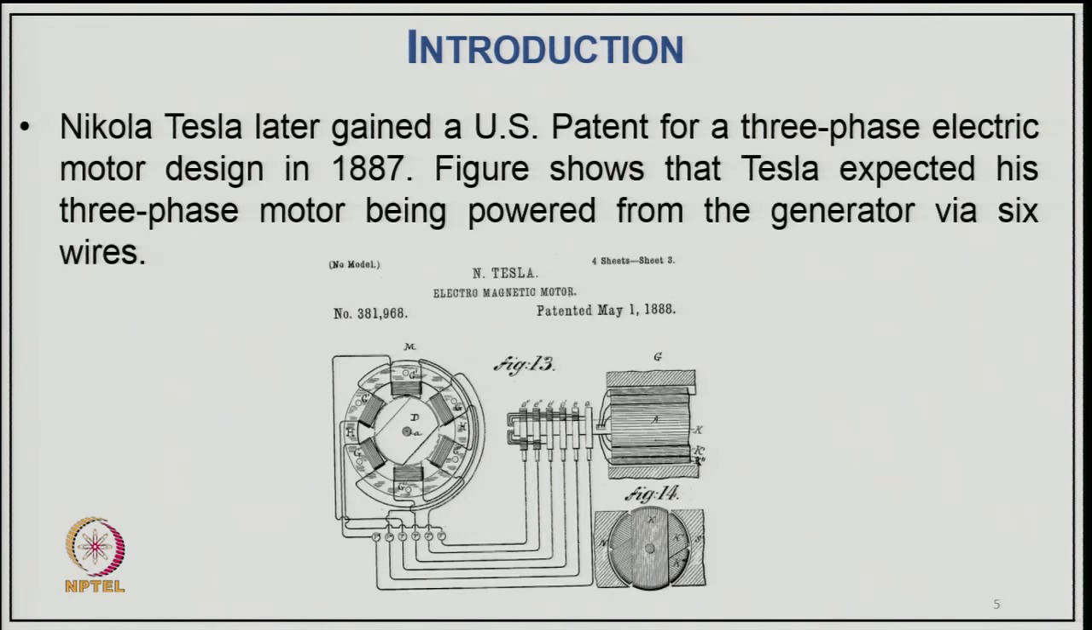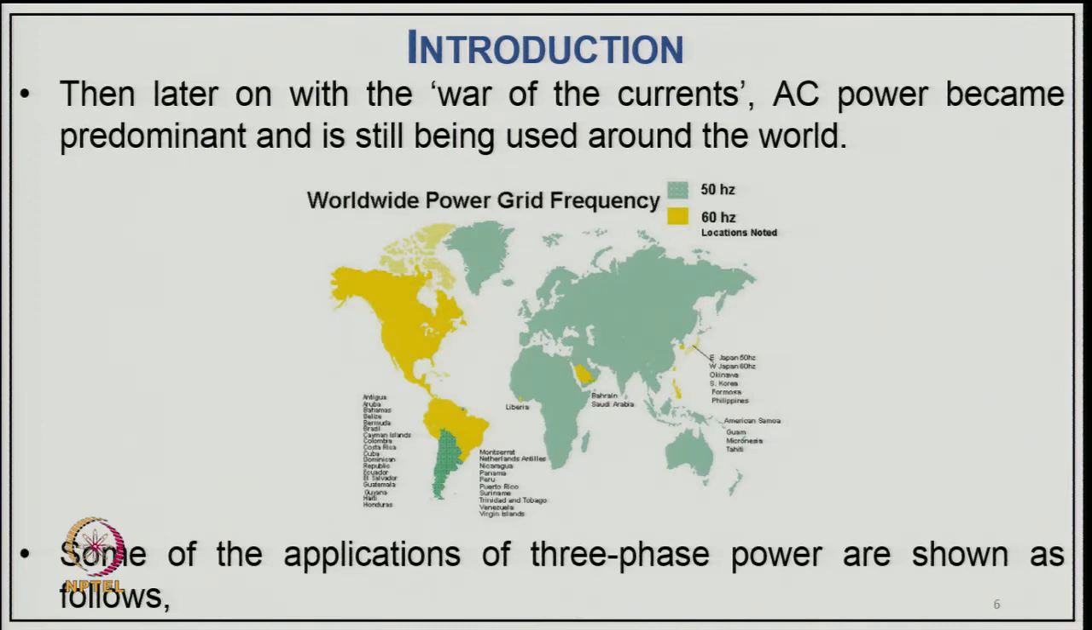Now, of course, Nikola Tesla gained a US patent for a 3-phase electric motor design in 1887, and the figure shows that Tesla expected his 3-phase motor to be powered from a 3-phase generator via 6 wires, as you can see in the figure here. And of course, later on, with the war of currents, AC power became predominant and is still being used around the world, and some applications of 3-phase power systems are shown as follows.